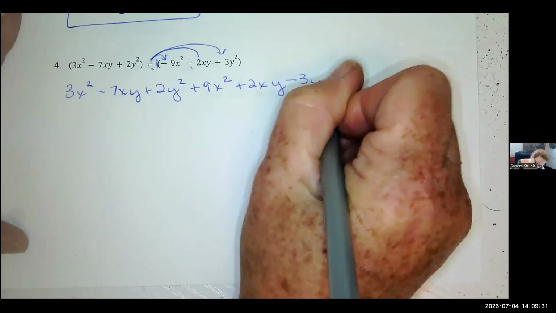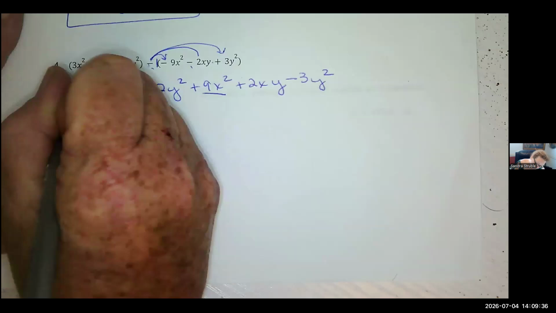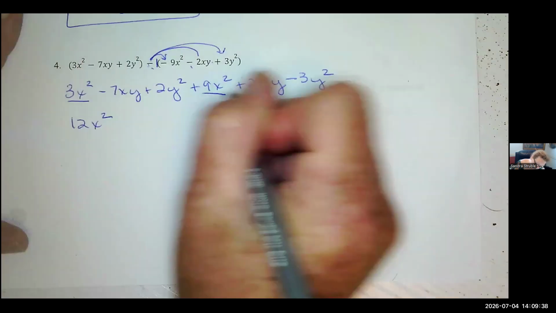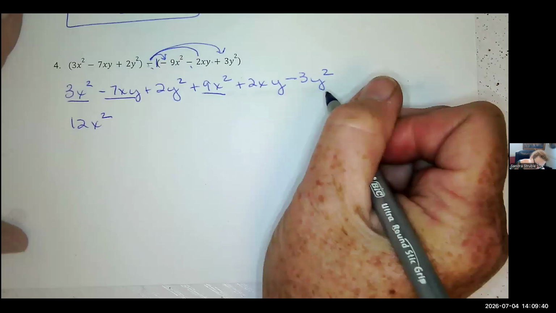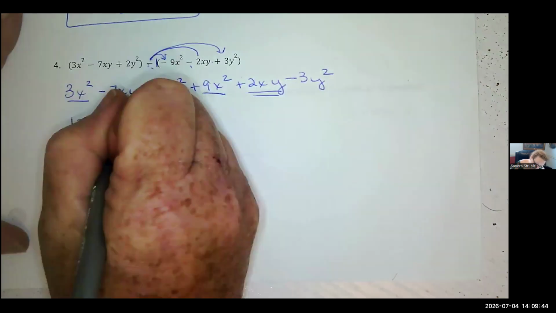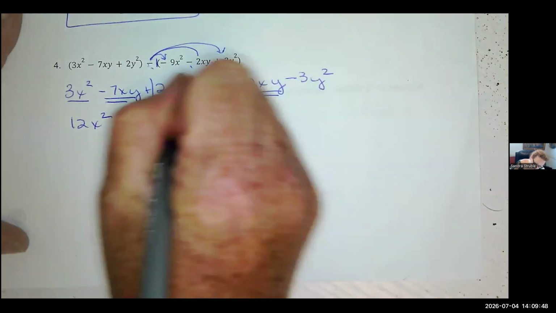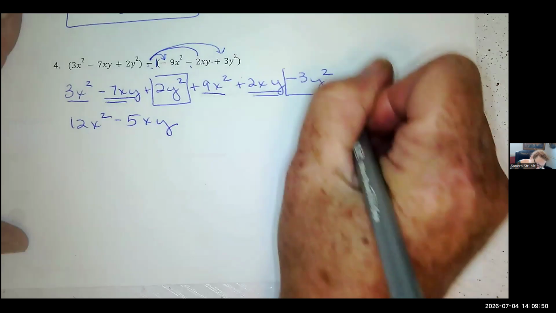We've got an x squared, 3 plus 9 is 12x squared. We've got -7xy plus 2. -7 plus 2 is -5xy. And then we've got 2y squared minus 3y squared is -y squared. Yes, you could have put a 1 in front of that as well.